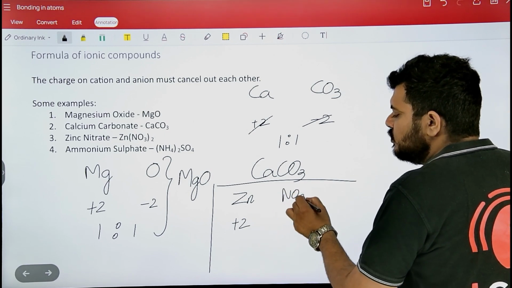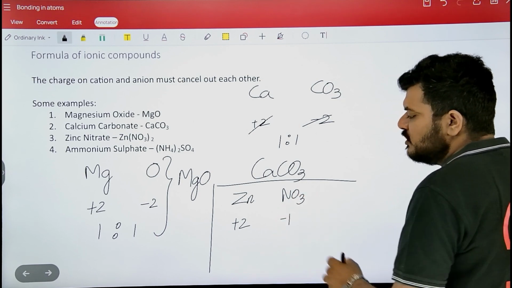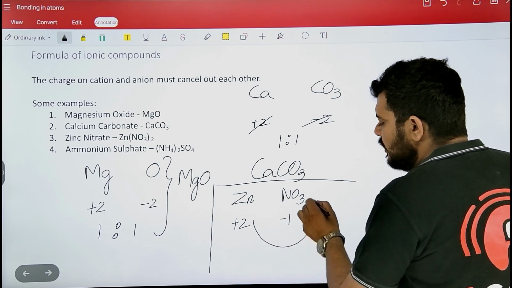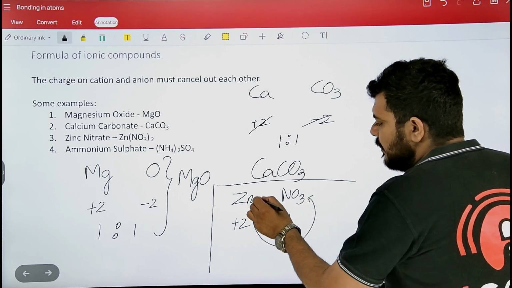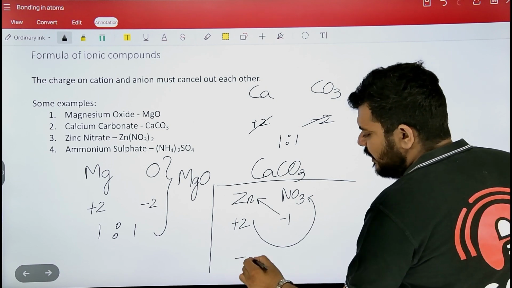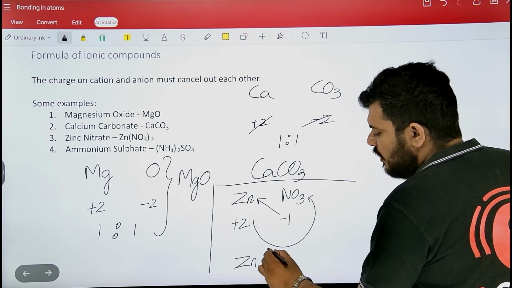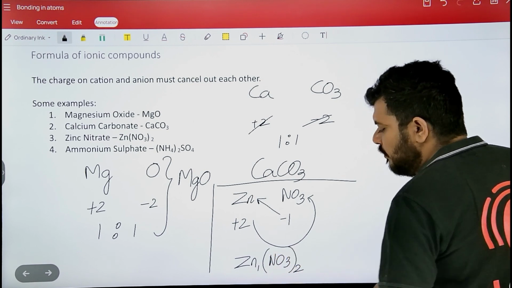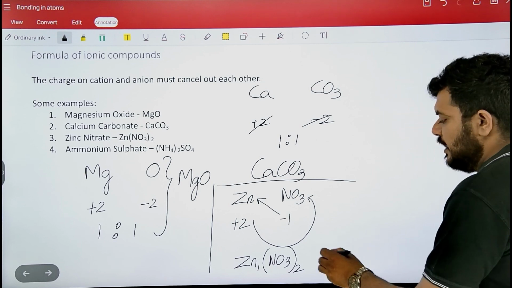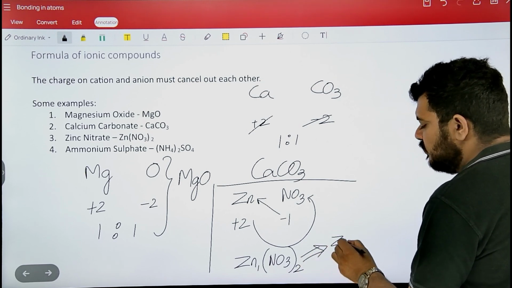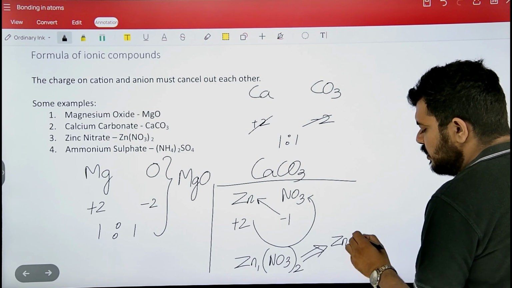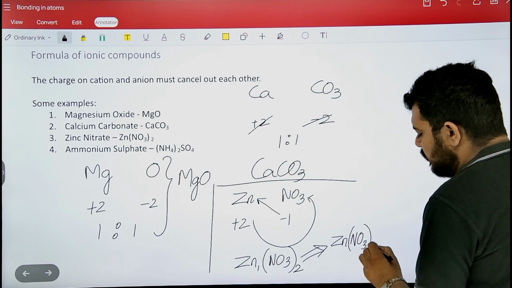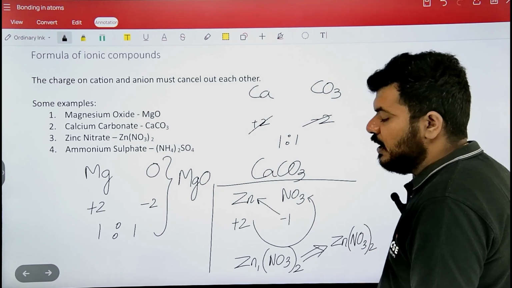And then you have NO3. NO3 we just saw has a charge of -1. Now the ratio is 2:1. So what I'll do, I'll multiply this 2 over here, and I'll multiply this 1 over here. So I will write Zn subscript 1 and NO3. We don't write charges, we just write the number, NO3 twice, right? We will ignore the 1 as subscript, because the fact that we are writing Zn means there is one atom of Zn in the compound, right?